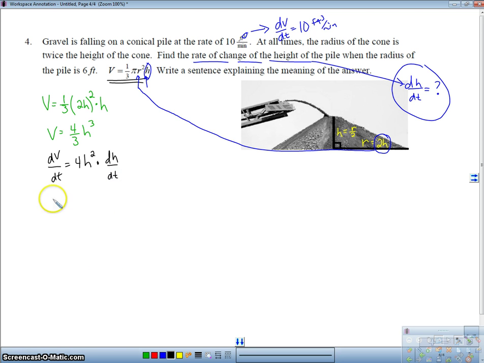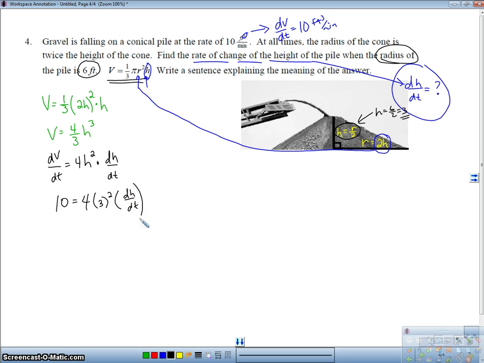All right, so now we're here. Great. We know dV/dt. That's 10. For h, do we know h? Well, we don't know h, but we know the radius at this time is 6. And we do know that h is equal to r over 2. So h is going to be 6 over 2, which is 3. So we do know that this is 3 at the time that we're looking at. And we don't know dh/dt, that's what we're looking for.